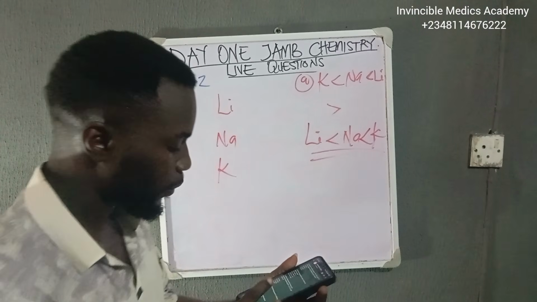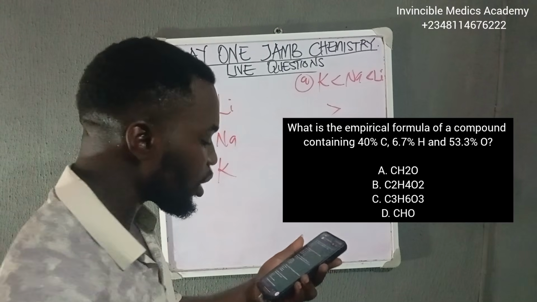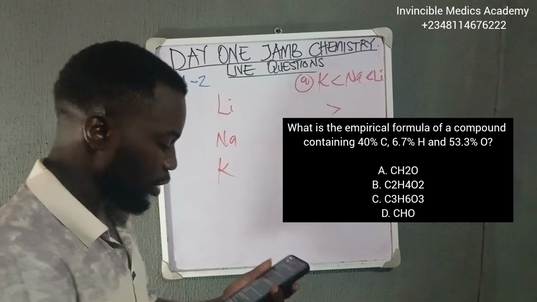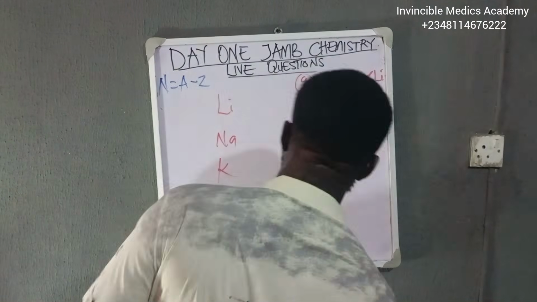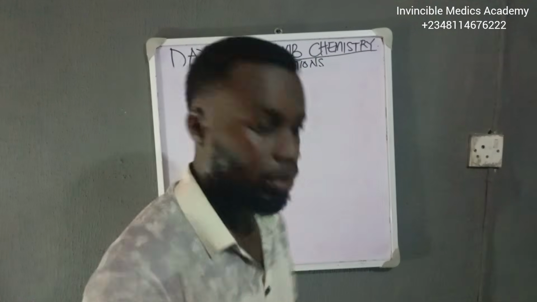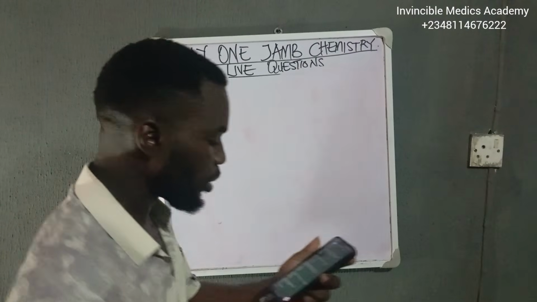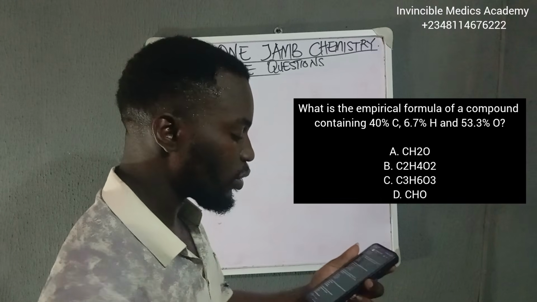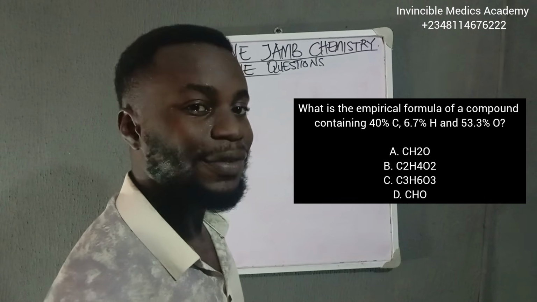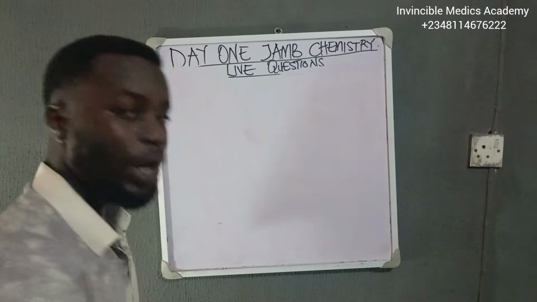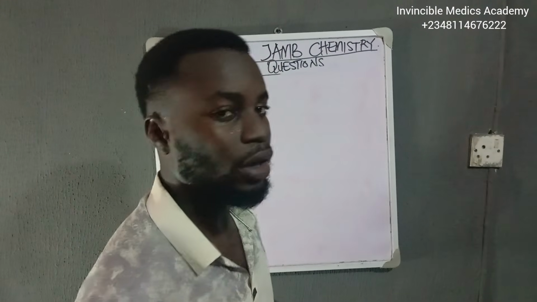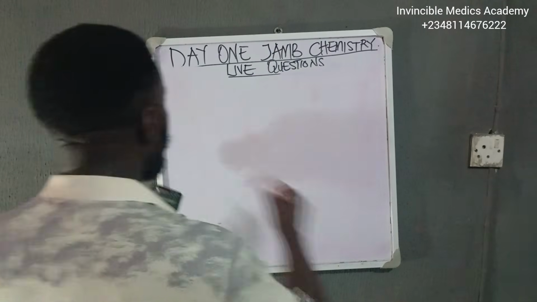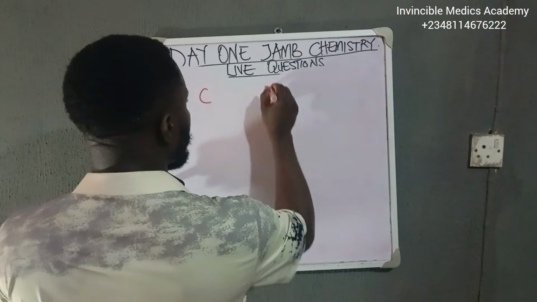Question 6. What is the empirical formula of a compound containing 40% carbon, 6.7% hydrogen, and 53.3% oxygen? Right? Let's solve. So let me read the question again. The question says, what is the empirical formula of a compound containing 40% carbon, 6.7% hydrogen, and 53.3% oxygen? So when you have a question like this on empirical formula or molecular formula, first thing you have to do is to do what? Write out the constituent elements, right? You have carbon, you have hydrogen, you have oxygen.